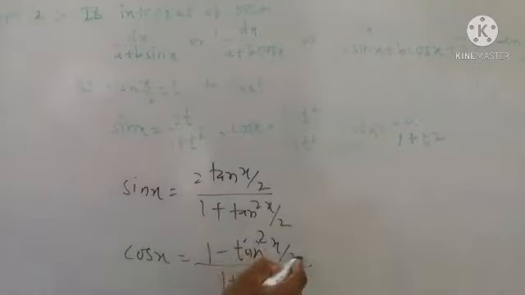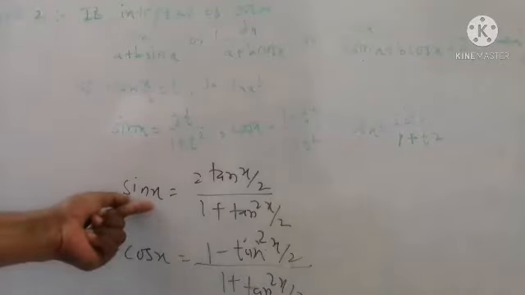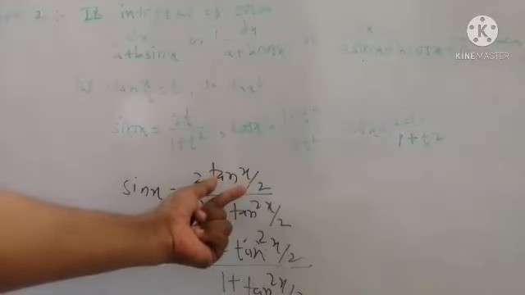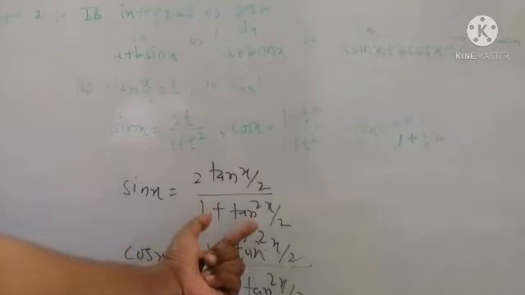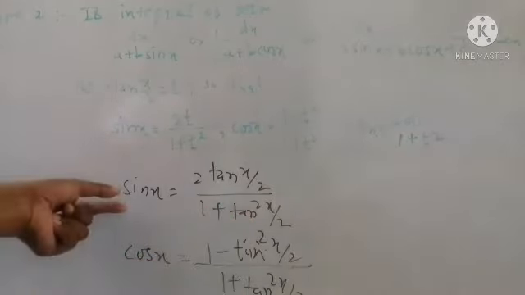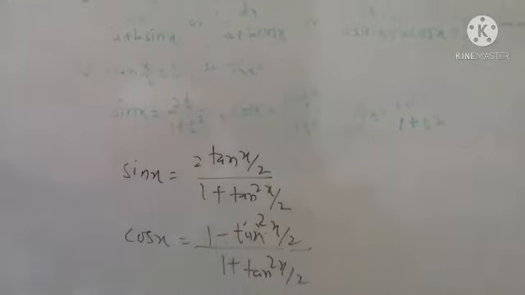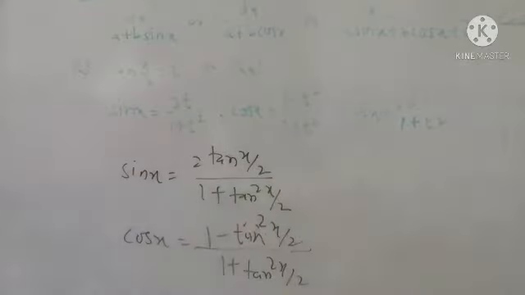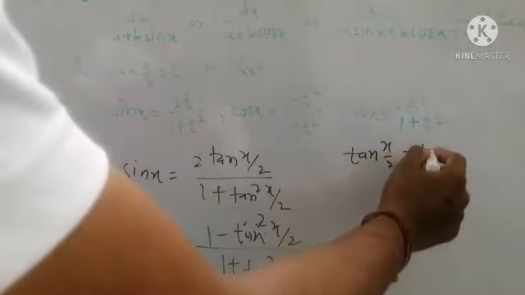And now, as the terms sin x and cos x are there in the integral, by putting tan x by 2 equal to t, we get the value of sin x as 2t divided by 1 plus t square, as tan square x by 2 is equal to t square. So sin x is 2t divided by 1 plus t square. Similarly cos x is 1 minus t square divided by 1 plus t square.